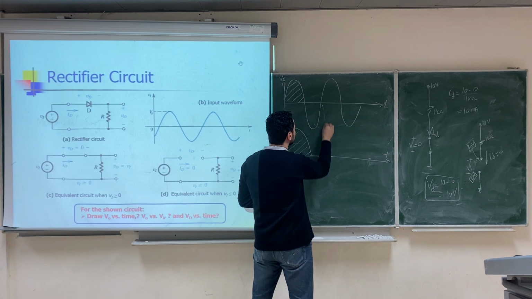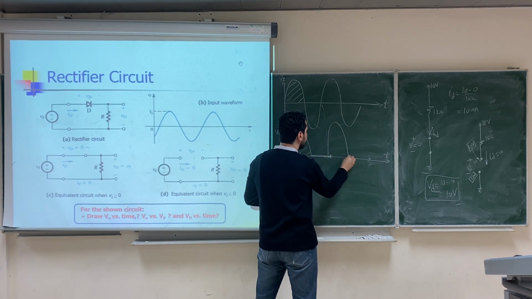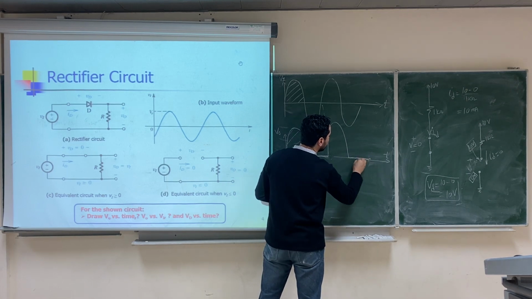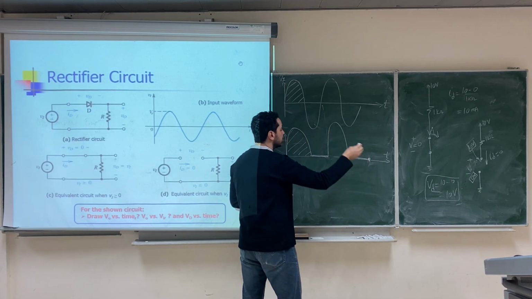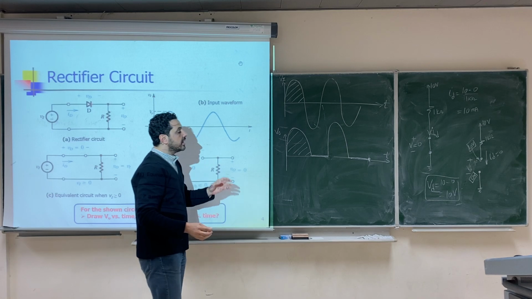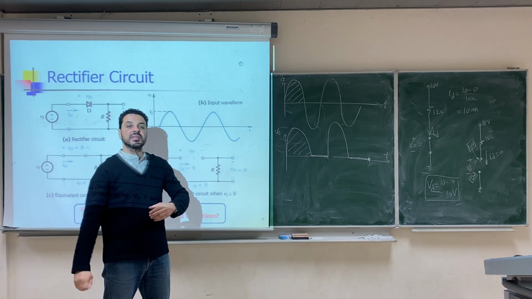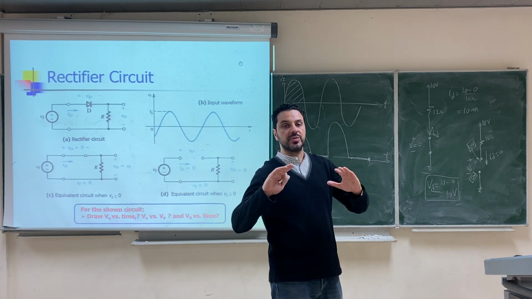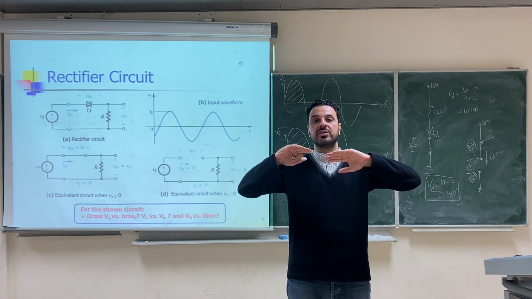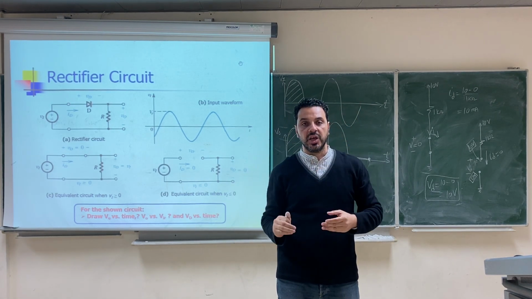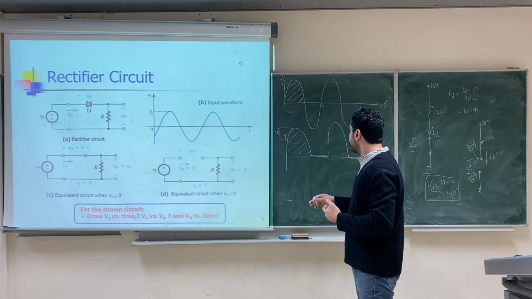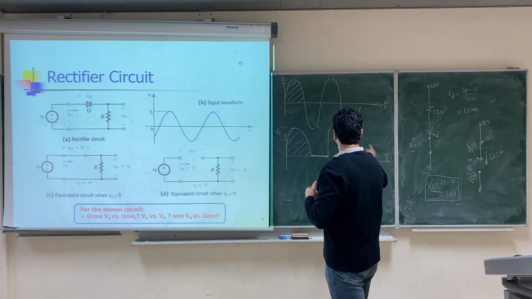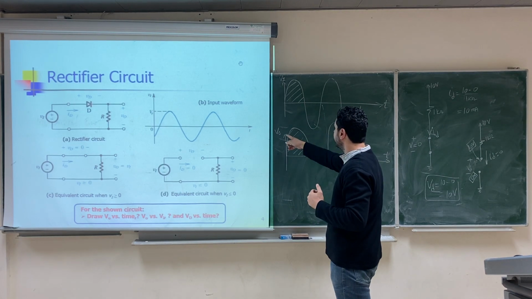And then comes the positive half cycle again. The output voltage will be the same as the input. Negative half cycle, the output voltage will be 0, and so on. So this circuit is used as something called the rectifier circuit, the half-wave rectifier circuit, which means that it will pass only the positive side of the waveform, and it will not pass the negative side.